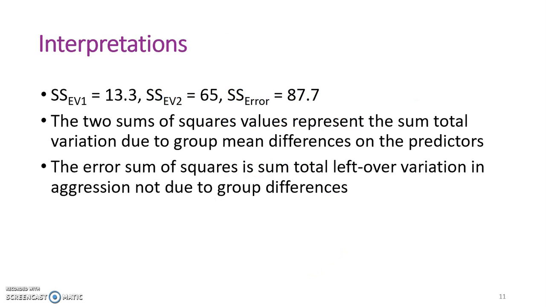So to interpret these sums of squares, each of these values represents the sum total variation that's due to group mean differences for each of these predictors. Then the error sum of squares is the sum total leftover variation in aggression that's not due to the group differences for either predictor, right? So the error sum of squares is how we always think about the error sum of squares. We've now just calculated an individual sum of squares for each of the predictors.